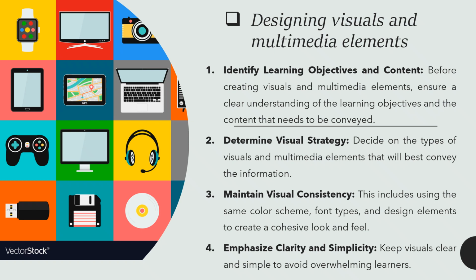Before creating visuals and multimedia elements, ensure a clear understanding of the learning objectives and the content that needs to be conveyed. Step 2. Determine visual strategy. Decide on the types of visuals and multimedia elements that will best convey the information. We have common types of visuals. Those include images and illustrations, charts and graphs, infographics, videos and animations, and interactive media.